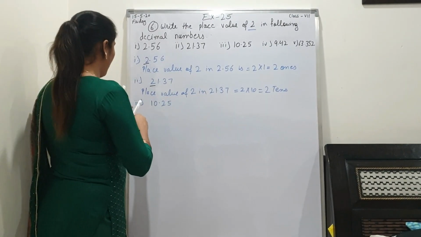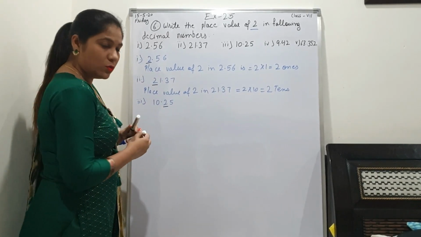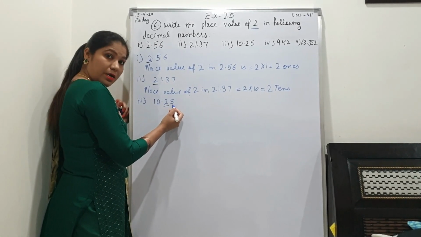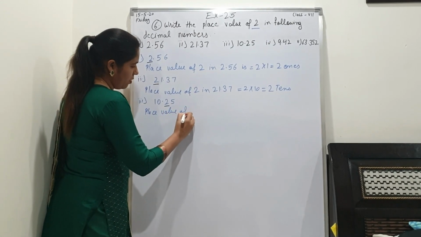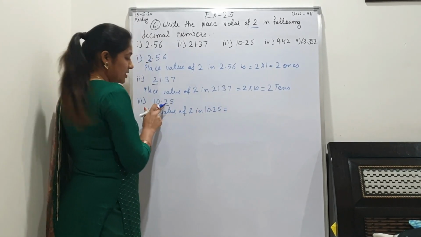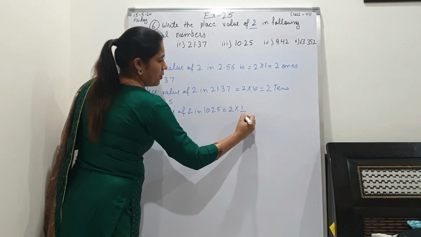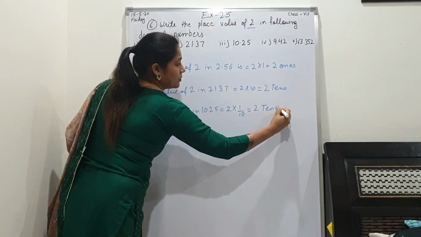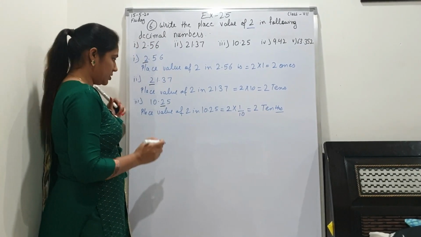Now third part, students. 10.25. We have to tell the place value of 2. This one is ones, tens, this one is tenth, and this one is hundredth. So we will write place value of 2 in 10.25. This one is tenth, so we will write 1 upon 10. 2 into 1 upon 10, or you can write 2 tenth. Students, see this point, we have to write tenth, th.